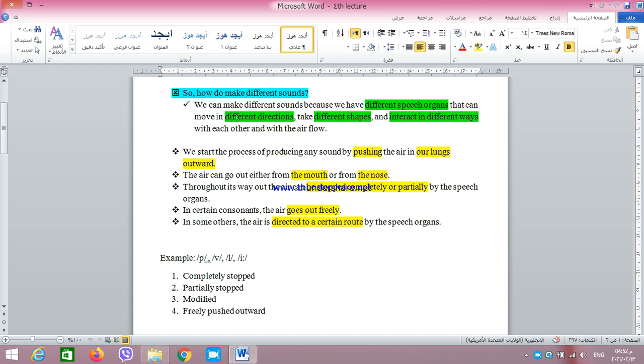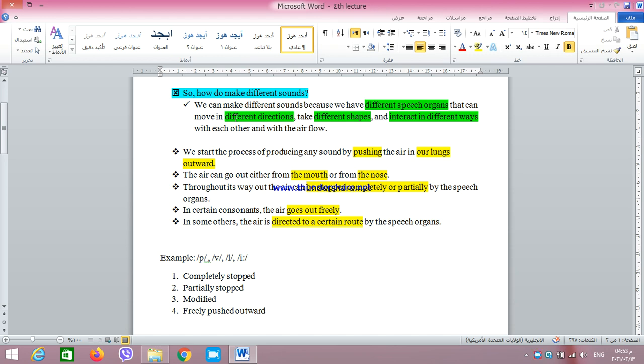And while these organs of speech move differently, are shaped differently, and interact differently, they can also interact with the airflow that is pushed out. And for all of these differences and variations in the speech organs, in their movements, in their shapes, in their interactions, we have different sounds.